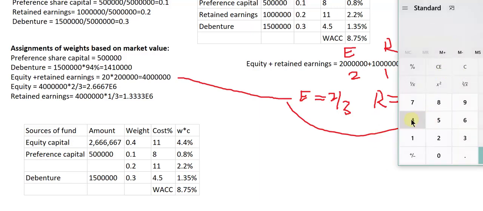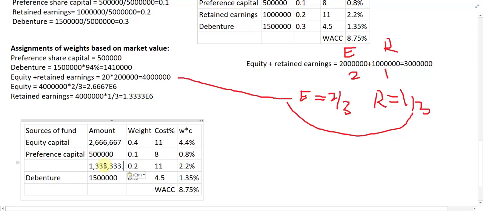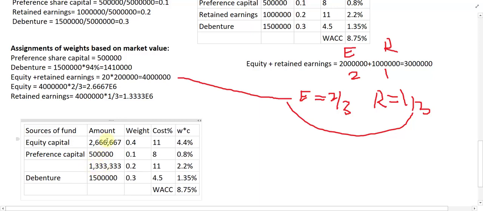Again, 4 million multiplied by 1 and divided by 3. Again, the same. So how much is this one itself? Copy and paste it here. Remove the last one. Now, if you add these two, you will get the value of retained earnings. Mention retained earnings. How much is the value of preference? This was the value of the preference that we have mentioned.